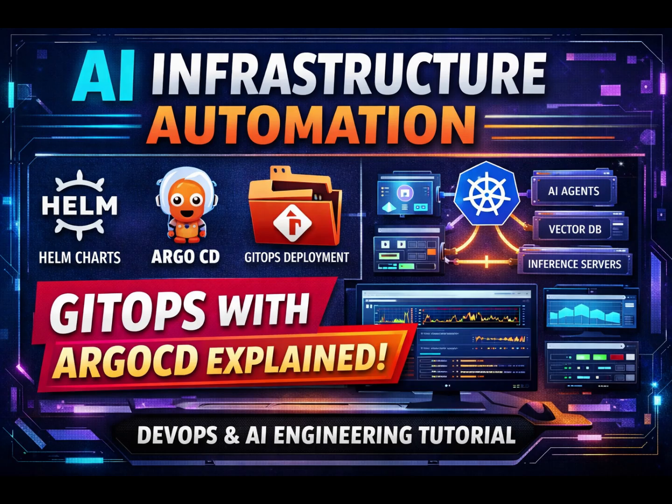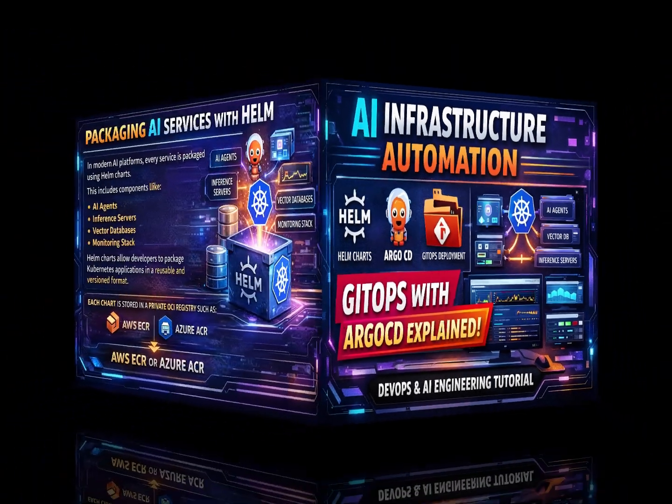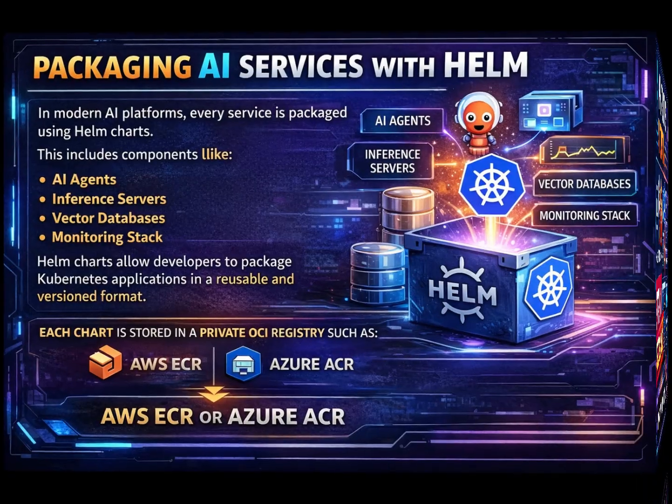Today, I'll explain how companies package every AI service as Helm charts, deploy them using GitOps with ArgoCD, and manage production environments safely. If you're interested in AI engineering, DevOps, and platform architecture, this video will give you a clear understanding. Packaging AI services with Helm.